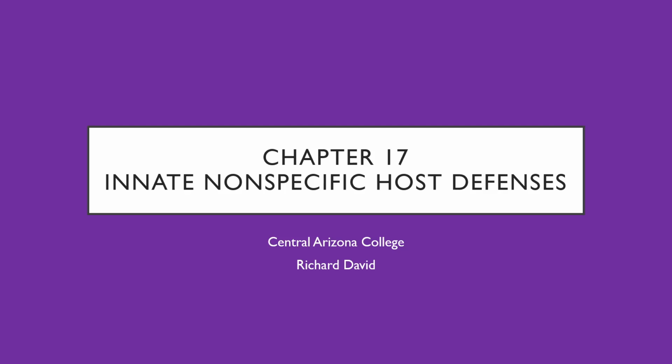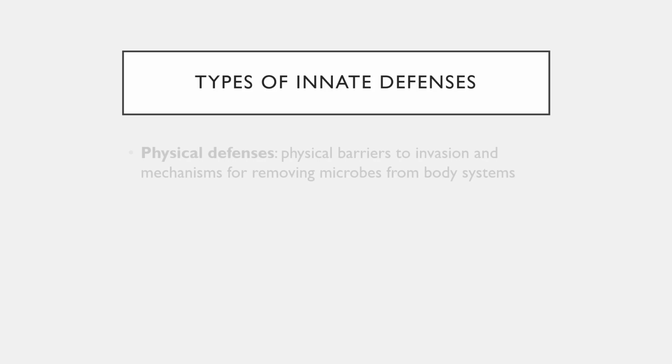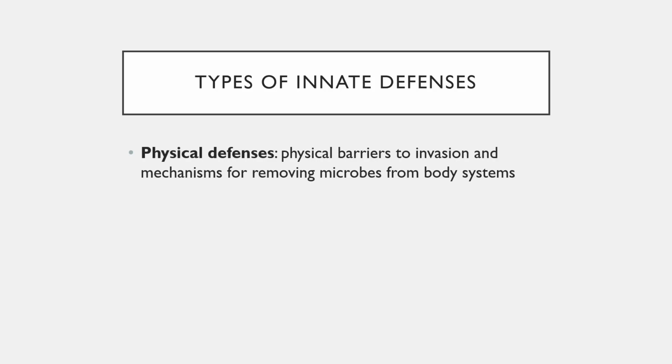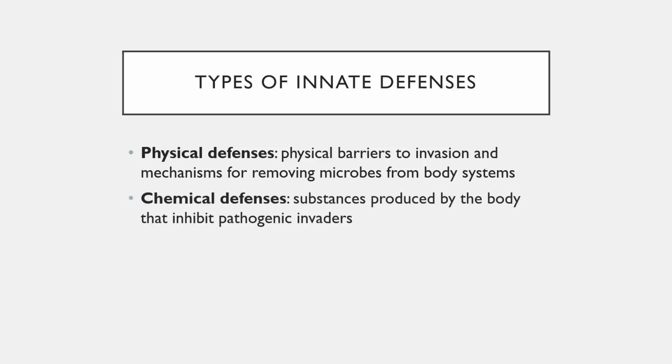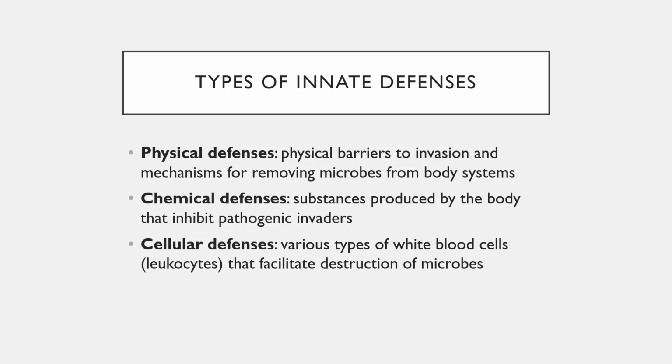These defenses can be physical, meaning that they can be physical barriers to microbial invasion, and mechanisms that the body uses to remove microbes. Defenses can also be chemical in nature, meaning that there are chemical compounds generated in our bodies that inhibit pathogenic invaders. And finally, innate defenses can be cellular, meaning there are a variety of different types of white blood cells circulating in our bodies. These cells are also known as leukocytes, and they are involved in the direct destruction of microbial invaders.